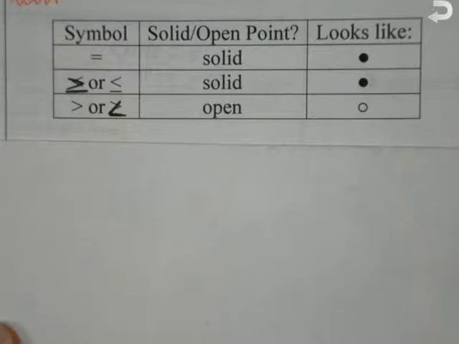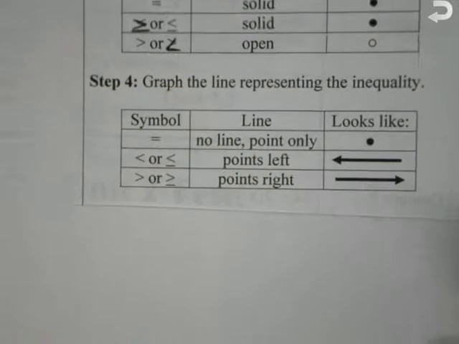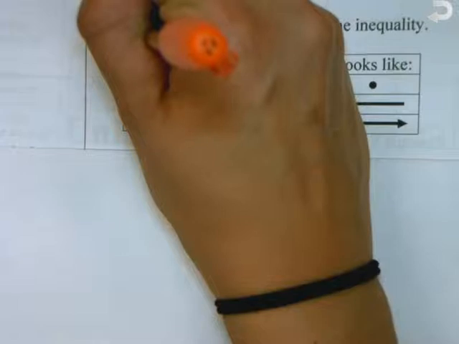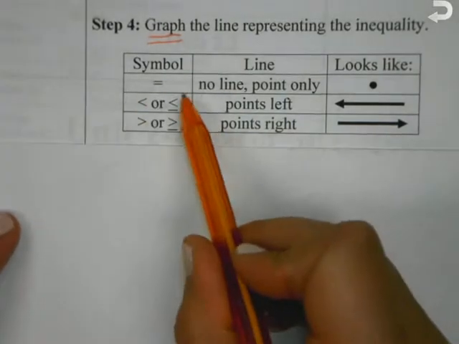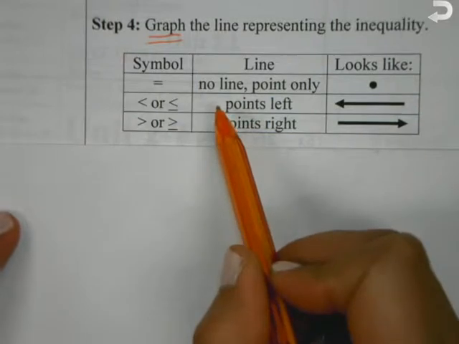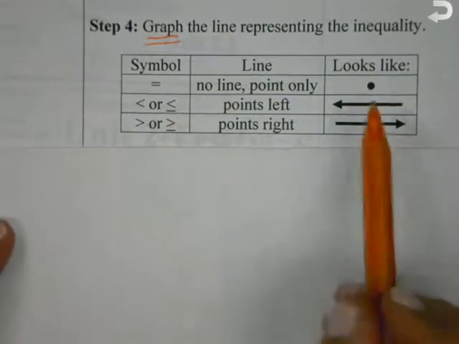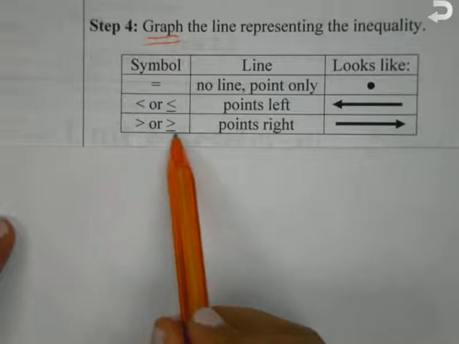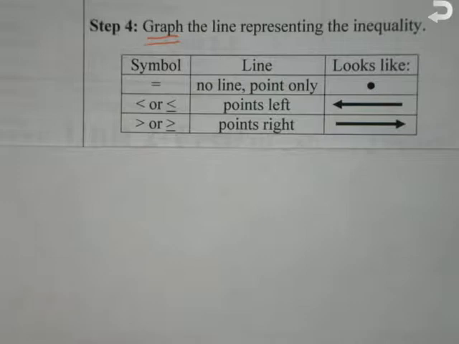Last step is to graph the line that represents the inequality. So after you draw the point, you're going to graph the line. If we have an equal to sign, there is no line. It's just a point. If we are less than or equal to, so our arrow is pointing to the left, our line is going to be going to the left. If we are greater than or equal to, our arrow is pointing to the right, our line is going to go to the right. Remember, x has to be on the left-hand side in order for this to work.